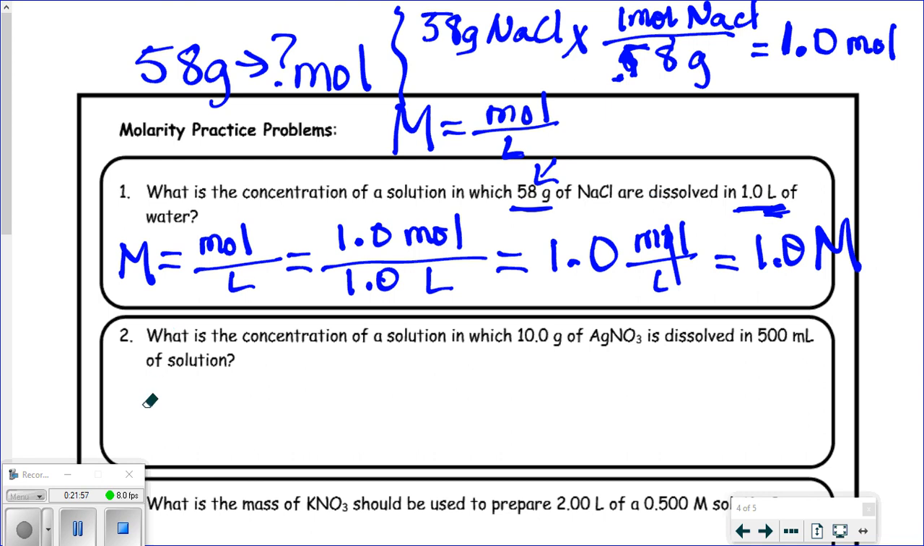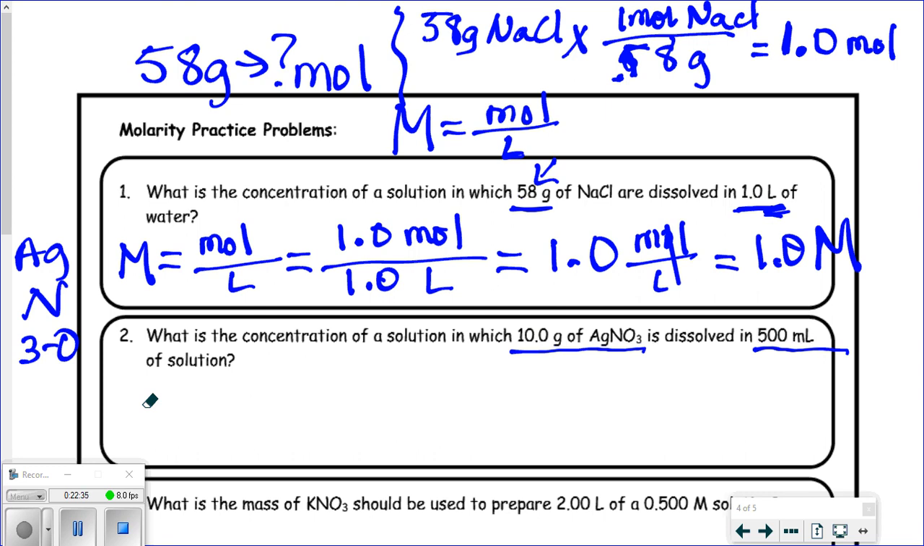All right, let's look at number 2. What is the concentration if I have 10 grams of silver nitrate in 500 mils? Silver nitrate. So we've got to add up, right? We've got to add up a silver. We've got to add up a nitrate. And I've got to add up 3 oxygens. Okay? So I'm going to get my calculator. You guys get your calculator too. Okay?